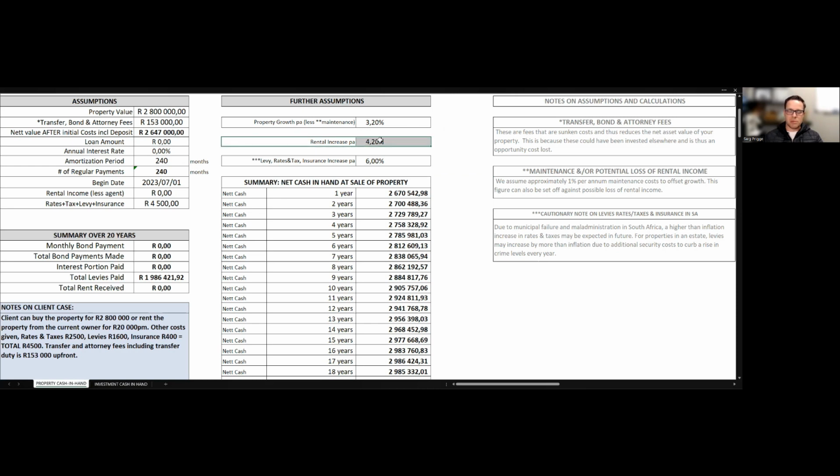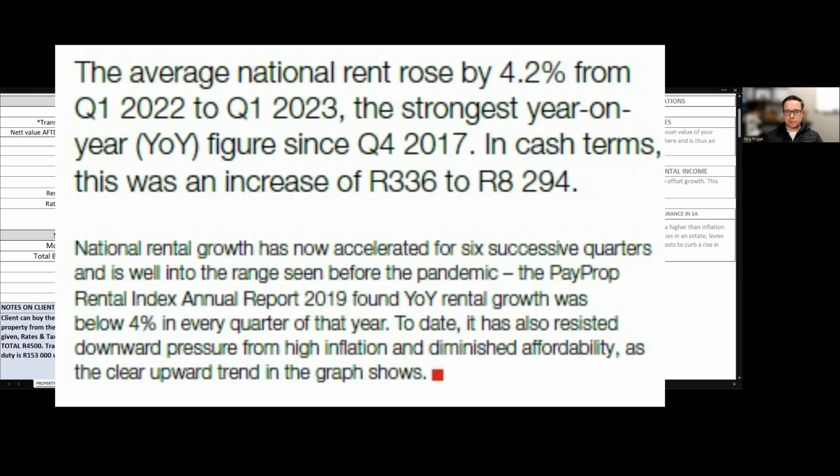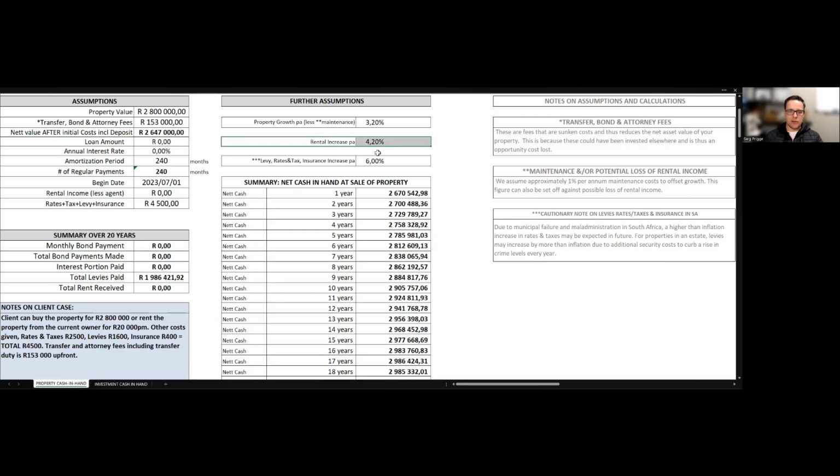The rental increase per annum is 4.2%. So this figure is given to us by market research, which I'll put over the screen right now. Then levy, rates and tax, insurance increase per annum. This is more or less the inflation figure. The inflation currently in South Africa is 6.8%. But we're going to assume a slightly lower increase here.